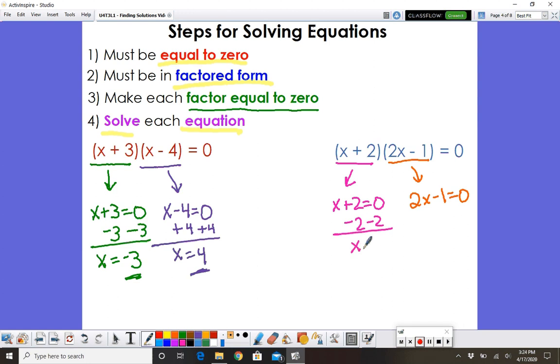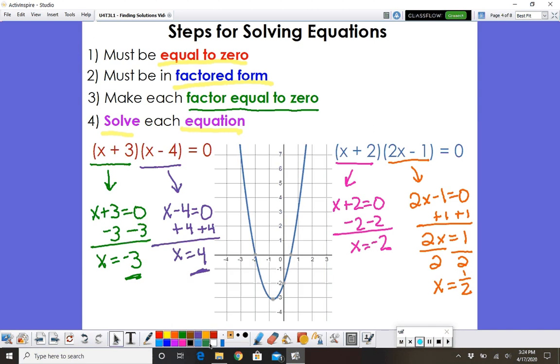So x could be negative 2, or this is a 2-step equation here. Don't let it freak you out. You know what to do. So we move the 1, and then we're going to divide by 2. And we see that x could also be 1/2. So it's either negative 2 or 1/2. So let's take a look at that. I have the graph here. So negative 2 is right here. And that could also be positive 1/2. If you look right there, we see positive 1/2.